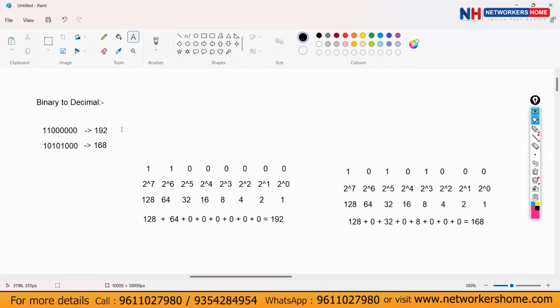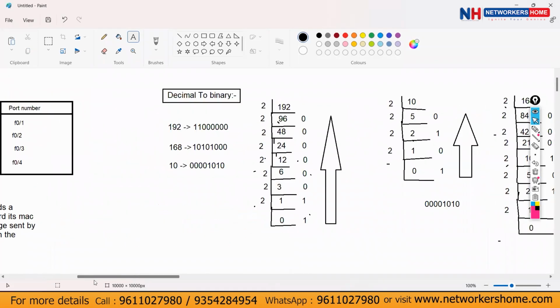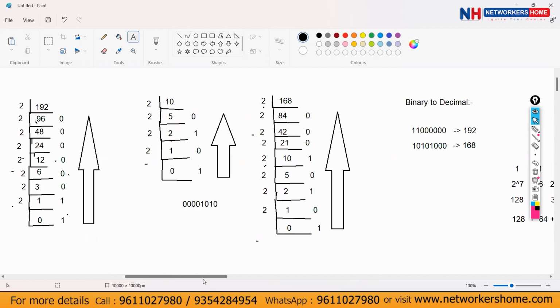Okay. Do you want to convert 1010 into decimal? You will get 10. Okay. Did you guys understand conversion? Decimal to binary, binary to decimal.